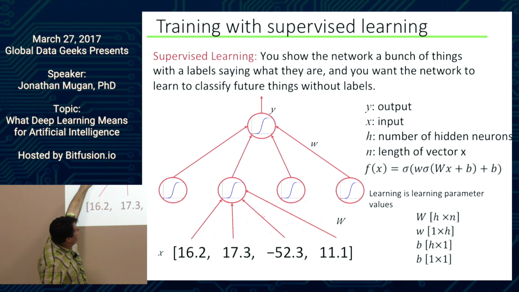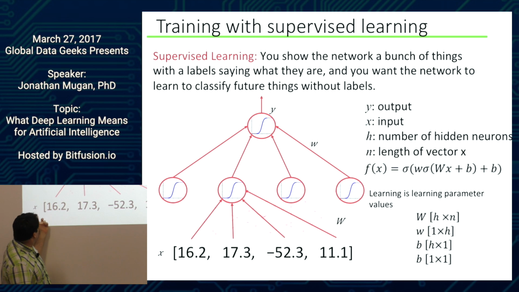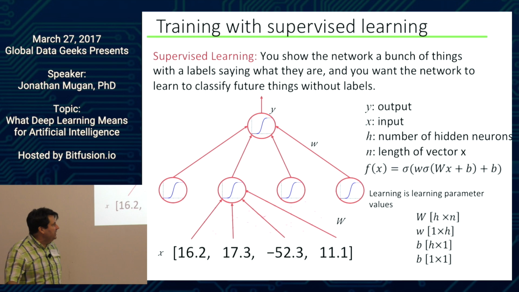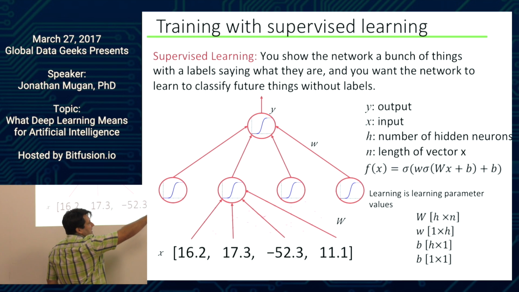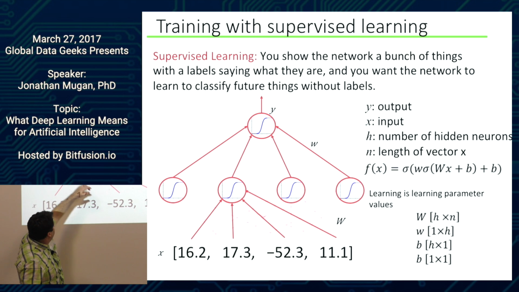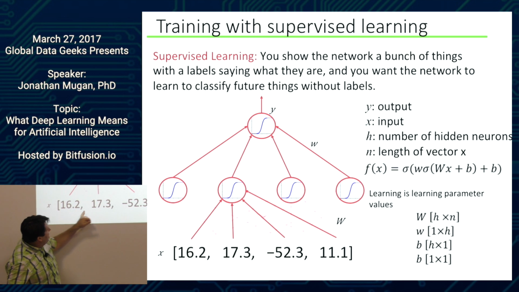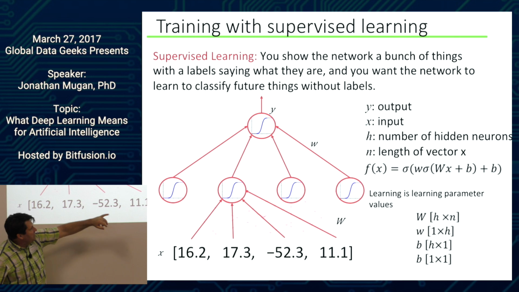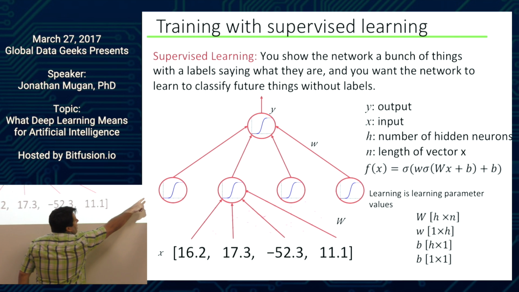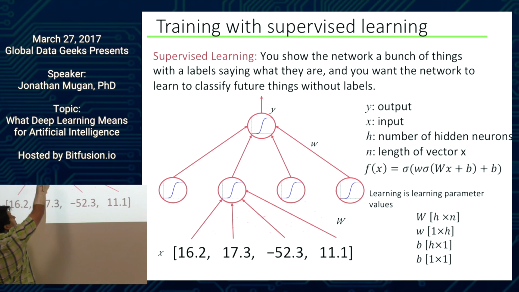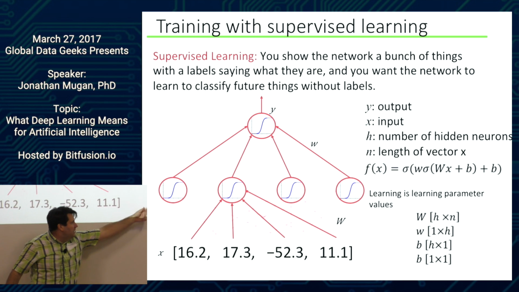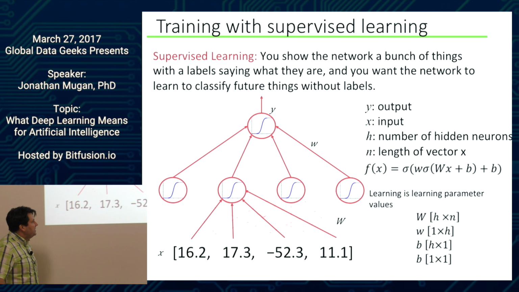H is the number of hidden neurons you have here. N is the length of this vector X. And what you're learning with deep learning is you're actually learning the values of these things here. You have a matrix here, which is H times N. So for each of these guys, there's a link to all of the N inputs. And there's H of them. So you have a matrix of H by N. And then you have a W, 1 by H up here, because there's just one neuron at the top. So that's a vector. And then you have these B's that are just the bias terms.